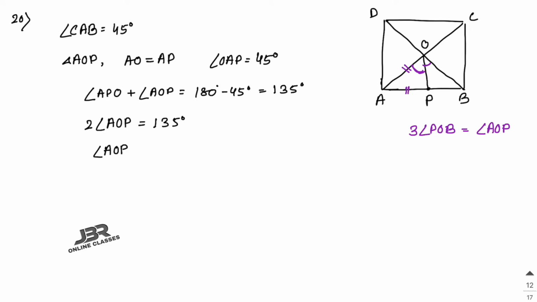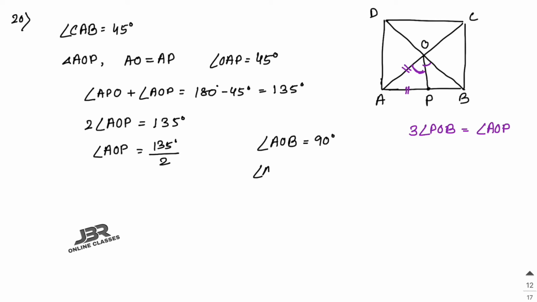So angle AOP equal to 135 by 2. Okay, 135 degree by 2, that is the angle AOP. Now here angle AOB equal to 90 degree, because you know the diagonals of a square bisect at right angles. So here angle AOB equal to 90 degree.